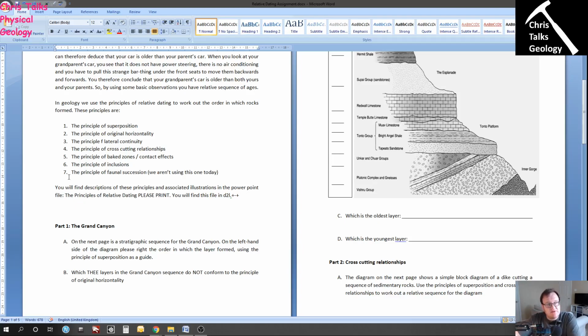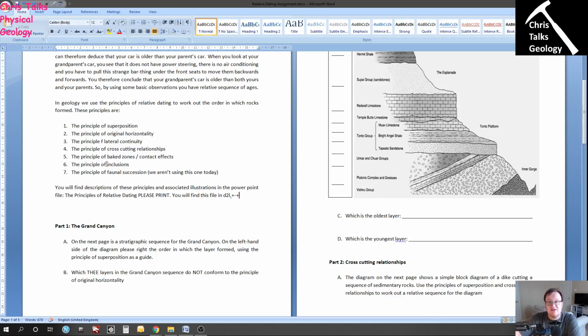So we're not going to be dealing with the principle of faunal succession today, and we're not going to be dealing with the principle of lateral continuity either. The principle of lateral continuity, it would seem, is missing an O. My mistake. So okay, the question is then, what are we doing?